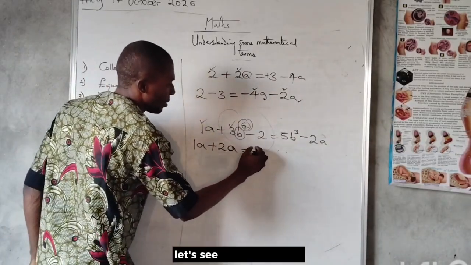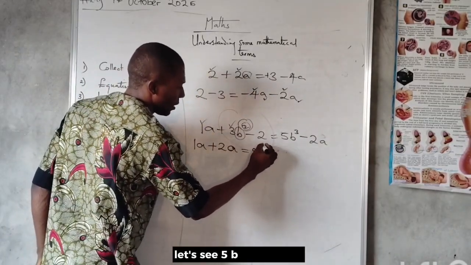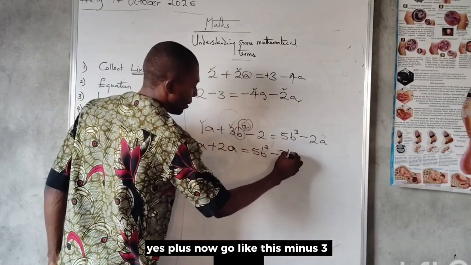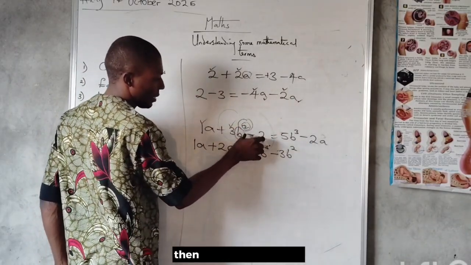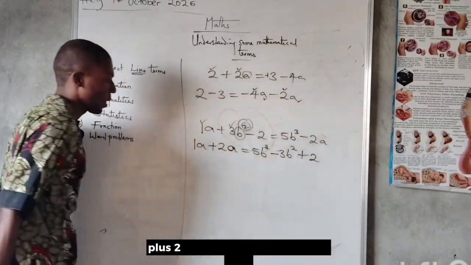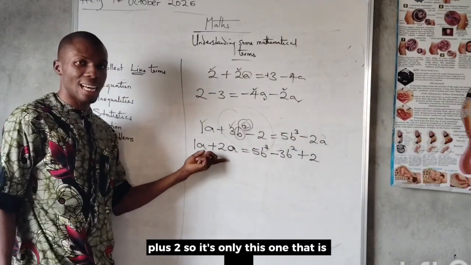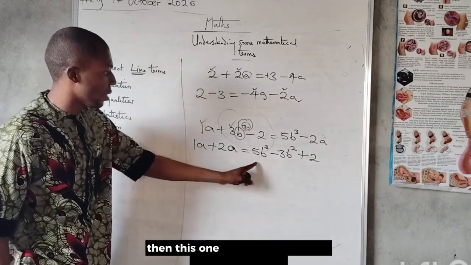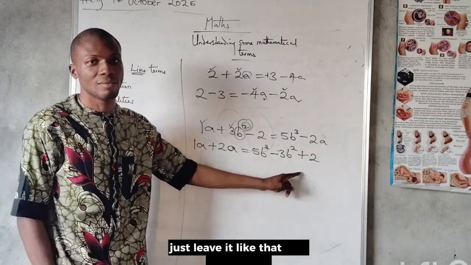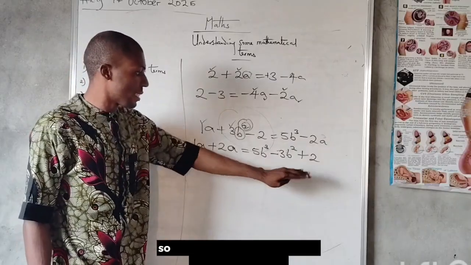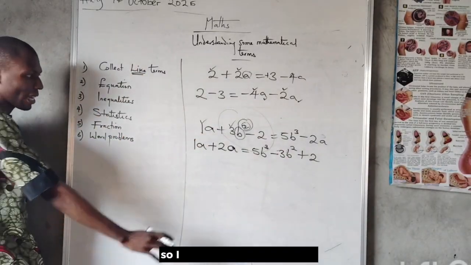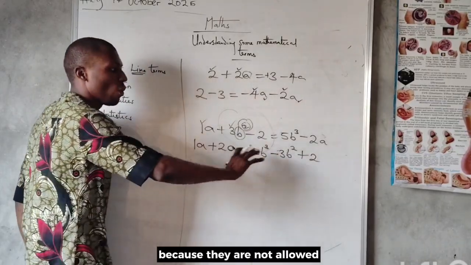Let's see, 5b here is plus, then minus 3b squared, then plus 2. So it's only this one that is alike. All of them are so different. So what are we going to do? Just leave it like that. You understand? So this is the mystery behind collecting like terms. I cannot do anything here because they are not alike, so I will leave it like that.